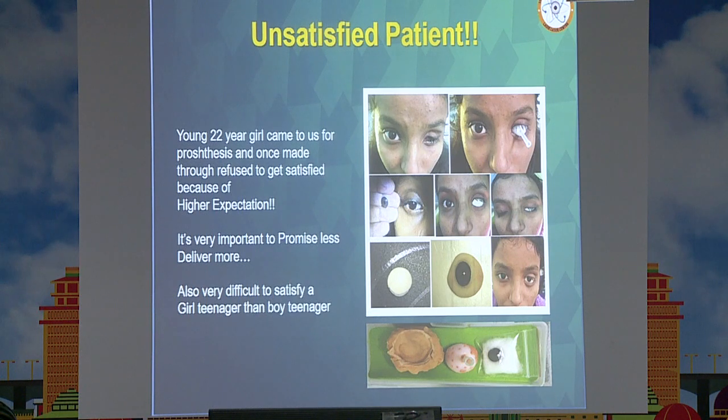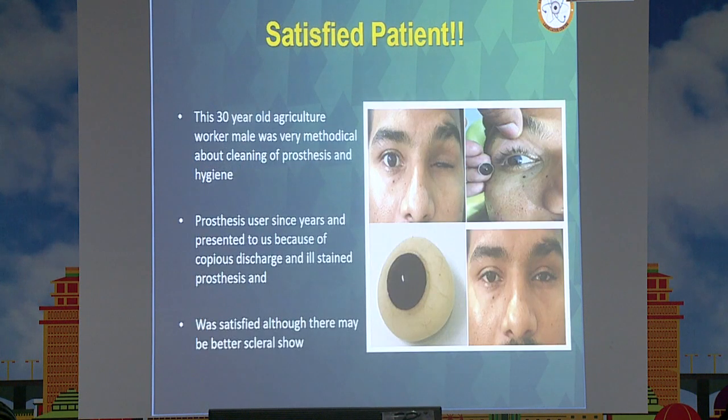So many a time you work, but there are unsatisfied patients, like a young 22-year-old girl who came for a prosthesis, but once made, she was not satisfied because of higher expectations. You see the results here in this area. So it is very important to promise less and deliver more in such cases. Also, teenage girls are very difficult to satisfy compared to teenage boys. But at the same time, you may get satisfied patients, where after the prosthesis was made there can be a better scleral show in this case, but still it's acceptable to the patient.